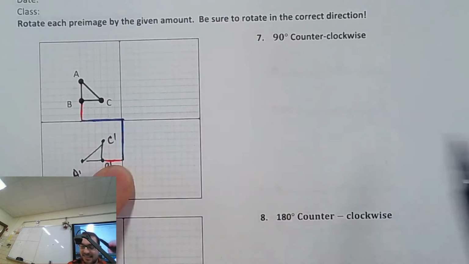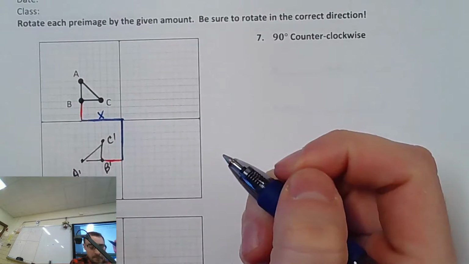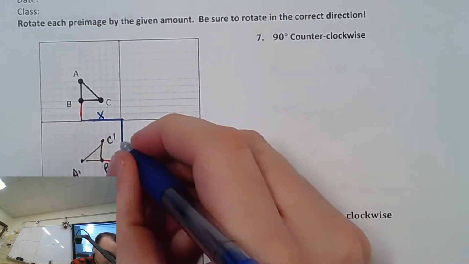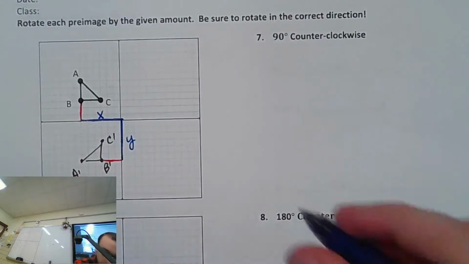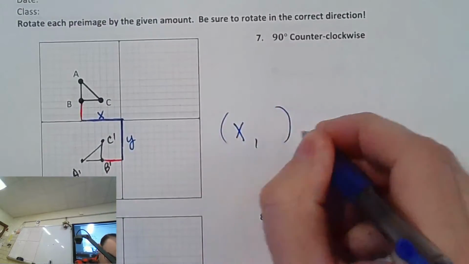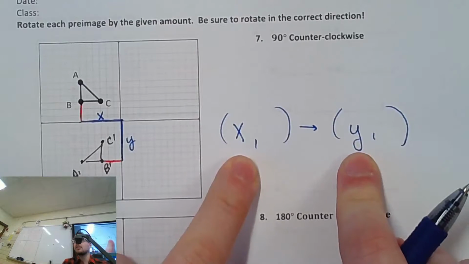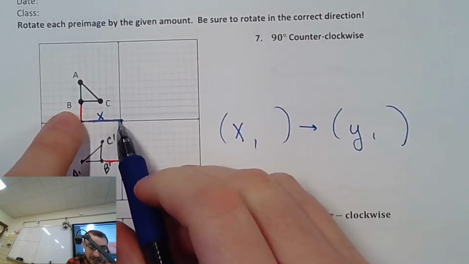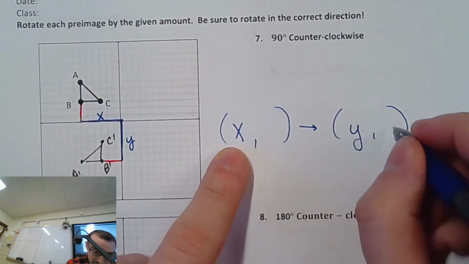Exactly. So check it out. This is some x value, right? But that same number later changes to a y value because what was once horizontal became vertical. Horizontal's x value, right? Vertical's y value. They switched. Same number, right? But what they do is different. So that x is going to end up over here.